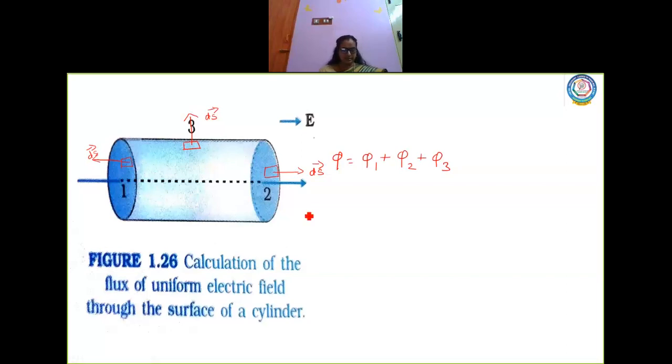So here psi 1 is equal to minus E into S1, and to this side it is E into S2. So what will be the surface area? It is the same here, S1, sorry, here it should be S2. So S1 is equal to S2 is equal to S. So what will be the total flux here also? So the total flux here also is 0.